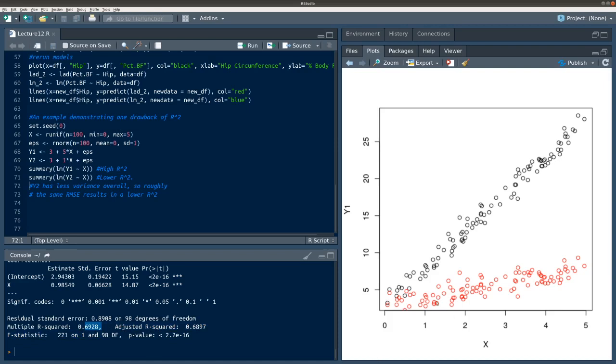So even though, from the perspective of the noise in these x's and y's, putting a regression line through the middle of these points is the same difficulty, the R squared is much higher for the black points than for the red points, right? So that is a bit counterintuitive.